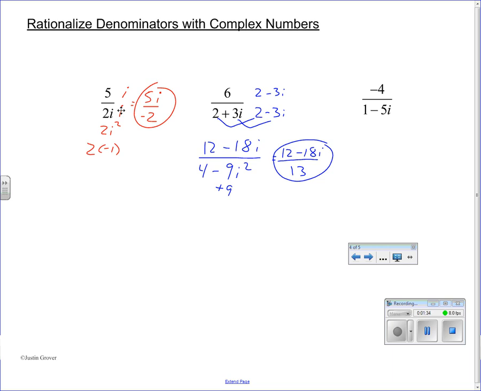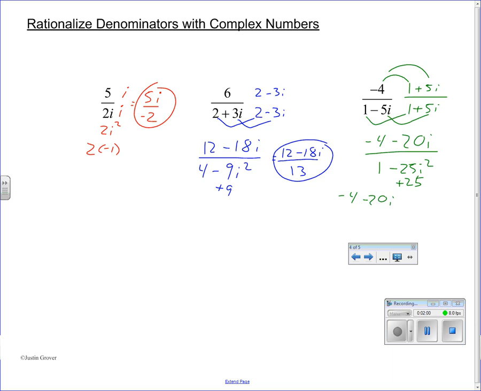Last one, the conjugate is 1 plus 5i. Top and bottom. Top will get -4 minus 20i. On the bottom, we just multiply the first, 1 times 1 is 1. Minus, multiply the last. We get 25i squared, but we know that becomes plus 25.